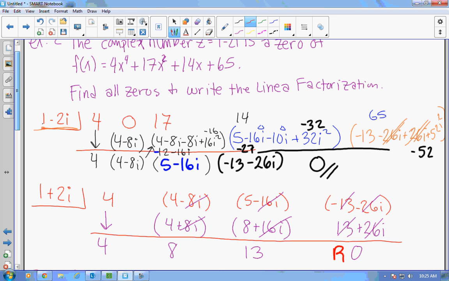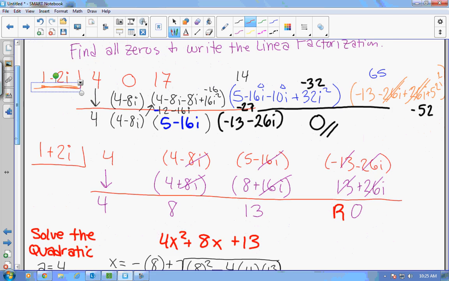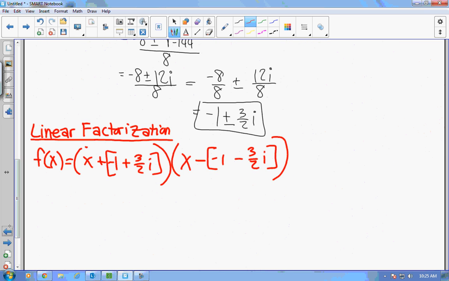How do we write this as a factor? x, that's a positive, so we say x minus the group 1 minus 2i. And the other one was the conjugate version, x plus the group 1 minus 2i.